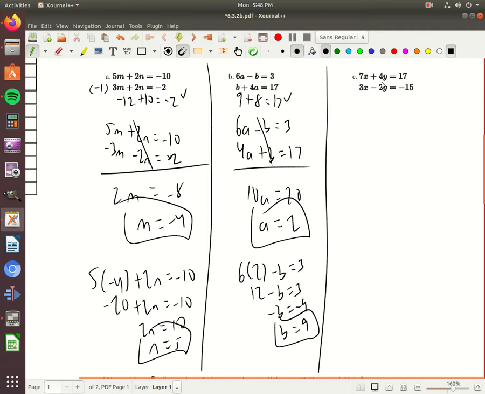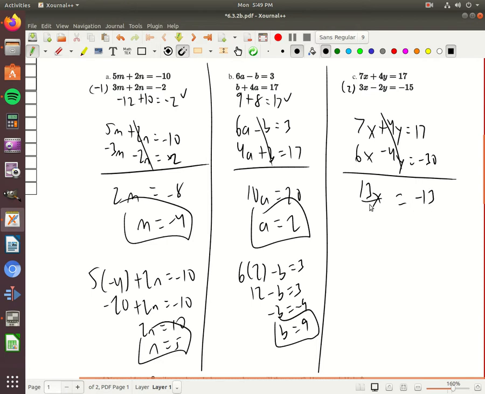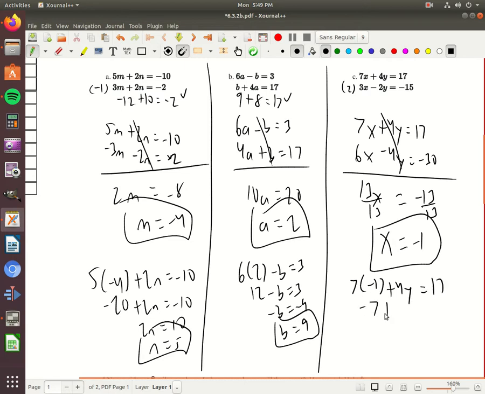And finally, I think if I multiplied the bottom by 2 and get rid of the y's, that would be the easiest. So the top, 7x plus 4y equals 17. The bottom, 6x minus 4y equals negative 30. The y's will eliminate. I will get 13x equals negative 13. Divide by 13. X equals negative 1. If I sub it into the top one, 7 times negative 1 plus 4y equals 17. Negative 7 plus 4y equals 17. Add 7, I get 4y equals 24. Divide by 4, y equals 6.